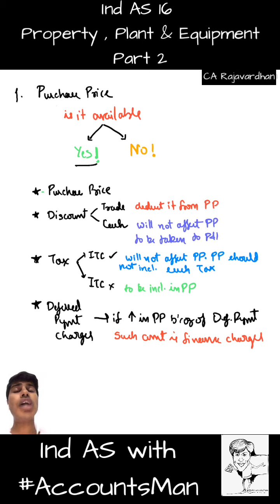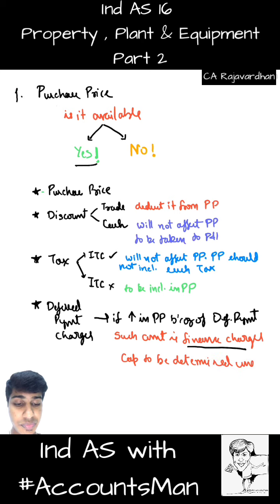Ind AS 23 borrowing cost allows us to include such interest amount or finance charges in the cost, and capitalize it only when that asset is a qualifying asset. So we'll discuss it there in that particular standard. As of now, what I'm trying to tell you is, whenever it becomes finance charges, capitalization is to be determined under Ind AS 23, that is borrowing cost. So we cannot tell it here.